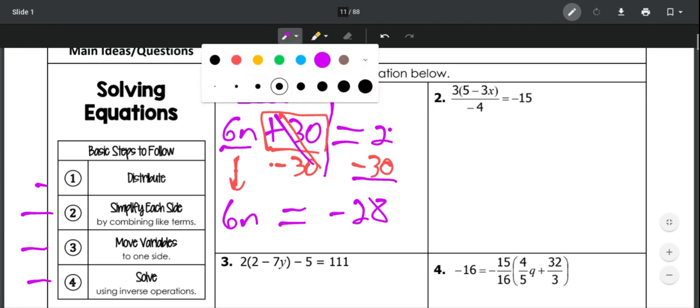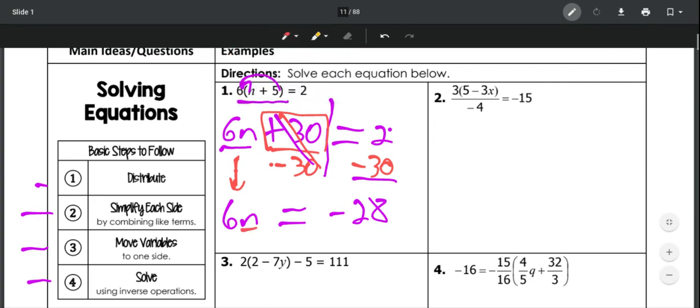What we're looking for is n. We need n to be by itself. The only way to get rid of this 6 from the n, because this is really the same thing as saying 6 times n, okay? But we just combined it together because that's how you handle variables.